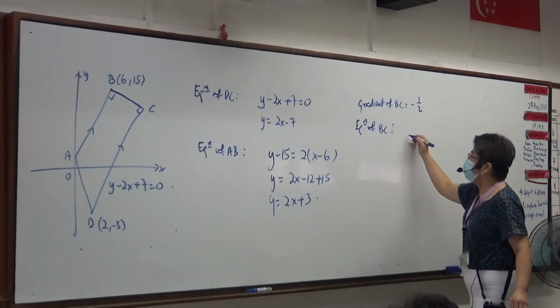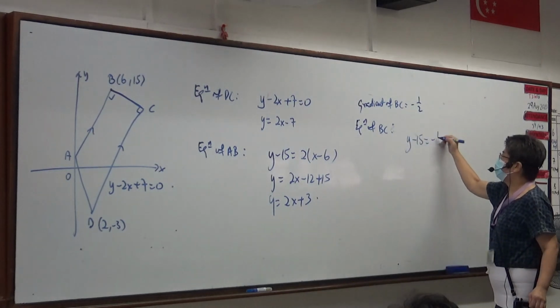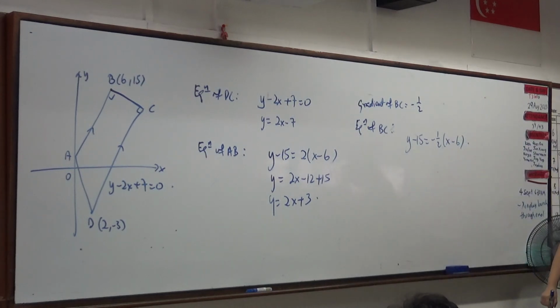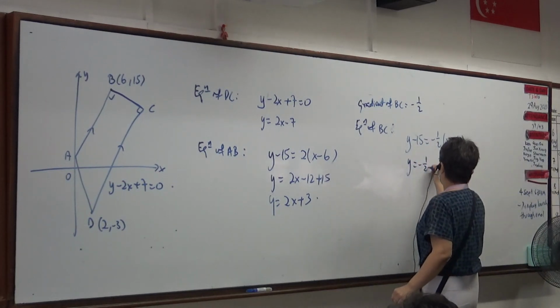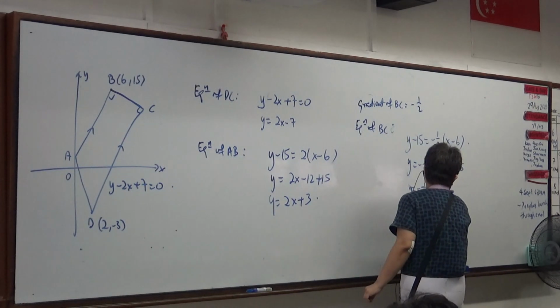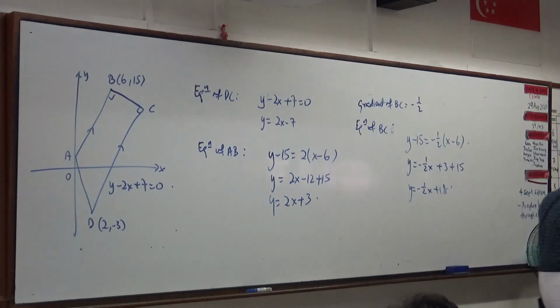So it will be y minus 15 equals negative half times (x minus 6), right? Can you see? It also passes through B. Agree or not? So I will have y equals negative half x plus 3 plus 15, negative half x plus 18. Is everyone clear? When I do it right, it's always very clear. Can see, can do everything.